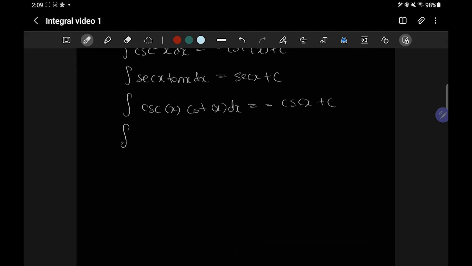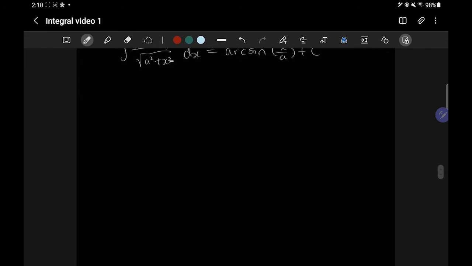And we also have the integral of 1 over square root of a squared minus x squared dx equals arc sine of x over a plus c. Lastly, the integral of 1 over a squared plus x squared dx equals 1 over a arctangent of x over a plus c.